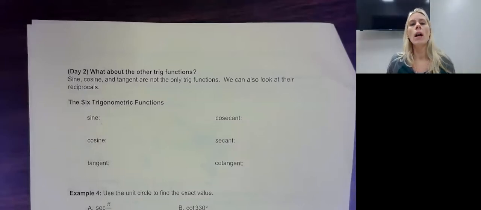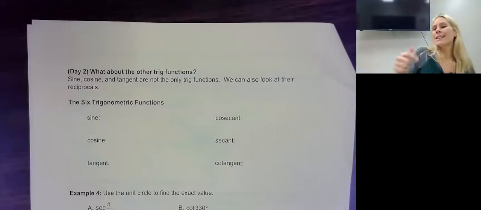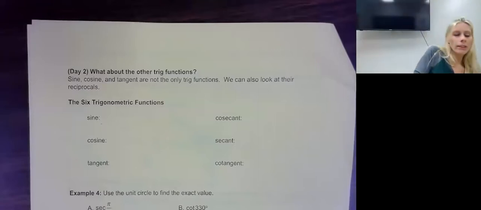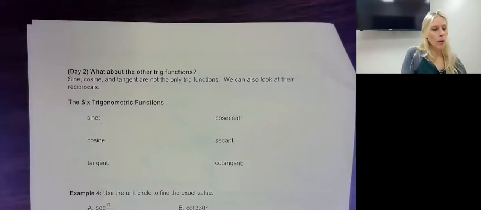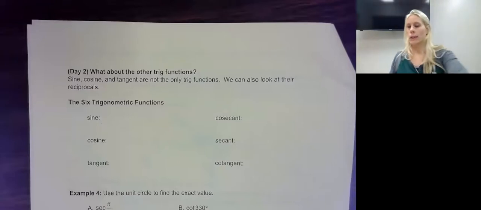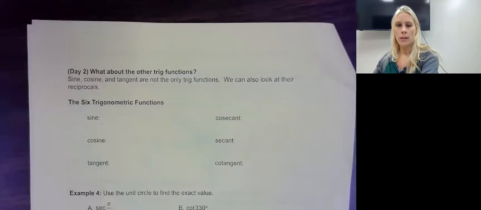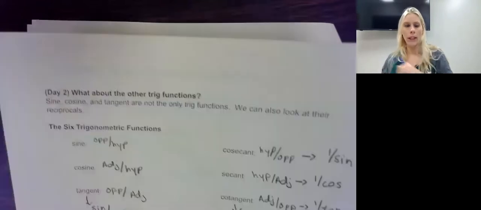So sine, cosine, and tangent are not the only trig functions. Those might have been the only ones you have used in the past. There are actually 6 altogether. We have sine, cosine, tangent, and cosecant, secant, and cotangent. Instead of me writing this down and you watching it, I'm just going to show you the notes and then I'll explain. Okay, so right there.